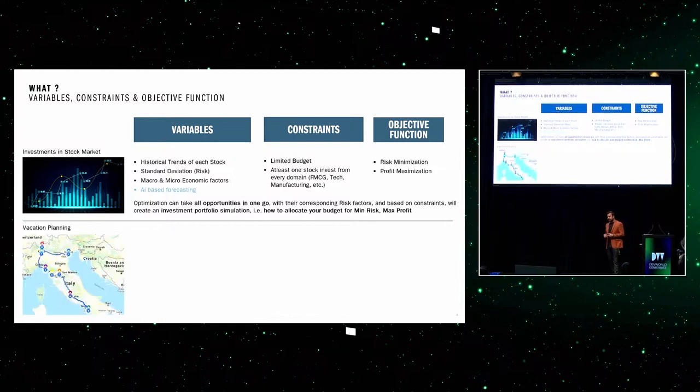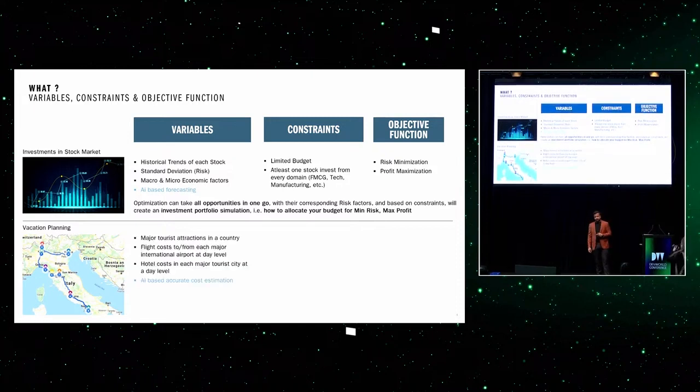But in order to understand more, let's take another example. And this is a pretty common example. Just before the summers, we are always trying to plan where I should go for my next vacation. Let's take Italy, for example. And this is a pretty common use case for AI also.